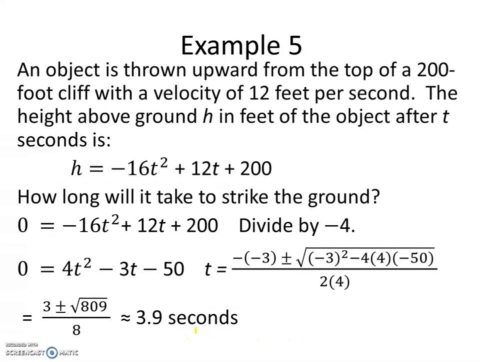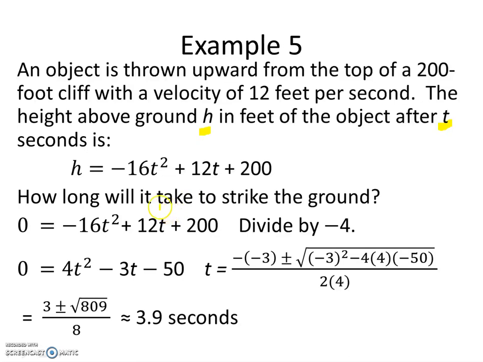On example 5, we have a nice little word problem. An object is thrown upward from the top of a 200-foot cliff with a velocity of 12 feet per second. The height above the ground, and we're calling it h, in feet, of the object after t seconds is h equals negative 16t squared plus 12t plus 200. Well, how long then will it take to strike the ground?